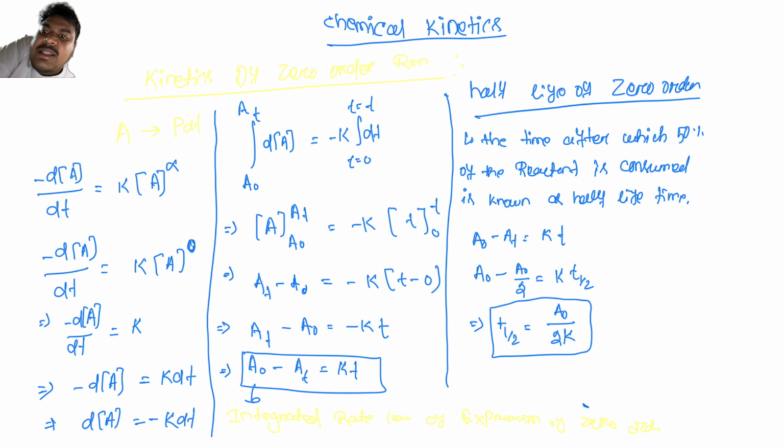So these are the things. Based on this, we will be discussing one numerical that will be helpful to understand this. Remember one thing, the zero order reaction is the only reaction that goes for 100% completion. Except the zero order reaction, no other reaction goes for 100% completion. Okay. So now I'll clear the things and will be discussing one numerical based on these two formulas.